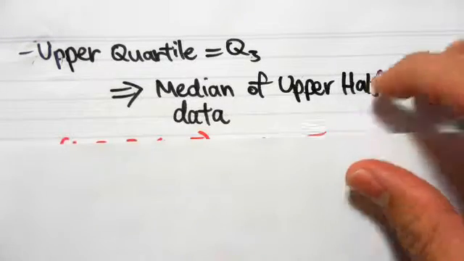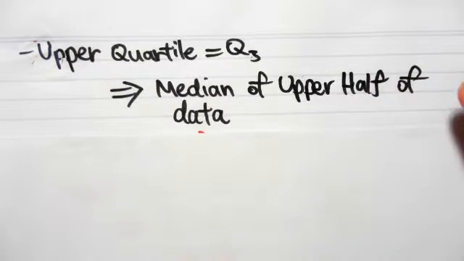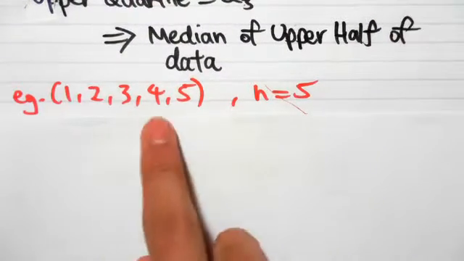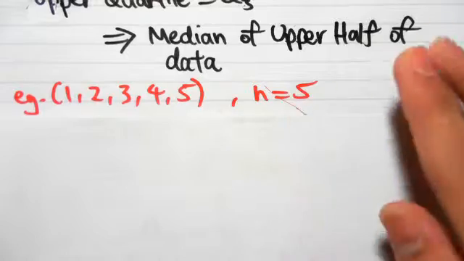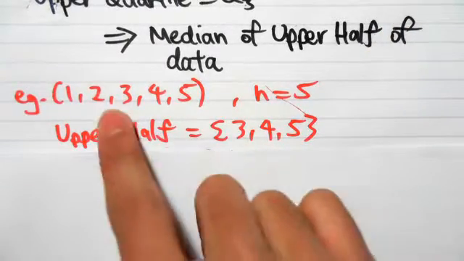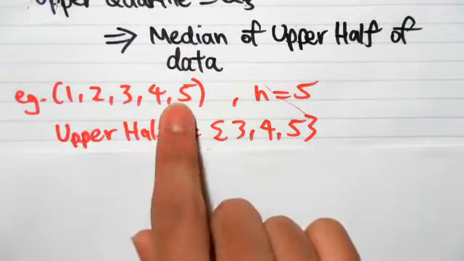Firstly, the upper quartile is defined as the median of the upper half of the data. Again, we're going to identify our upper half. Back to our example of 1, 2, 3, 4, 5, our sample size being 5. The upper half is 3, 4, 5. We include the median because it's in our set. So 3, 4, and 5, that's our upper half of the sample set.